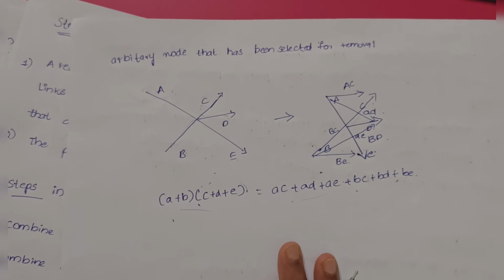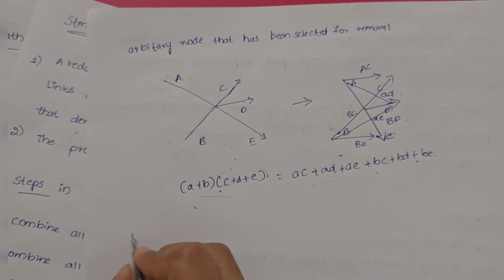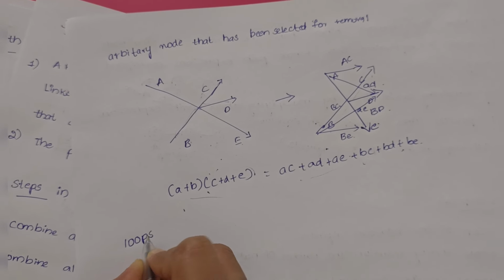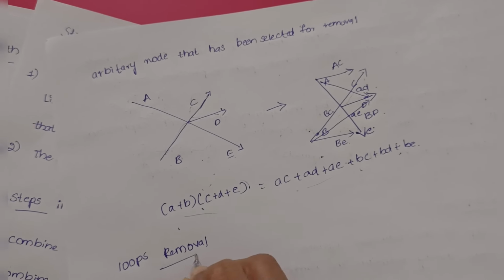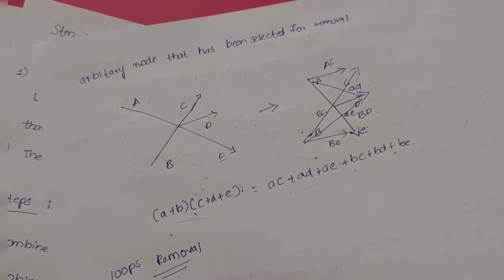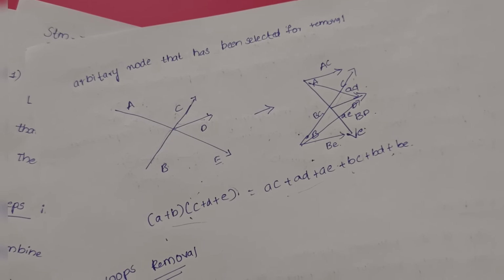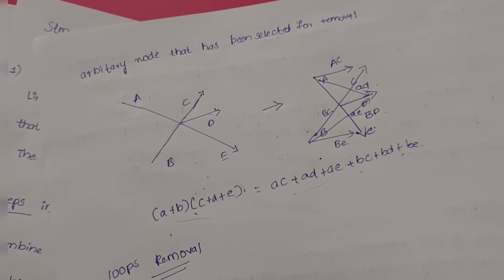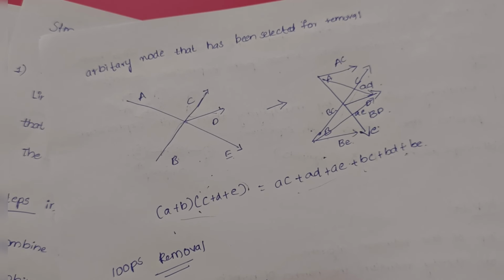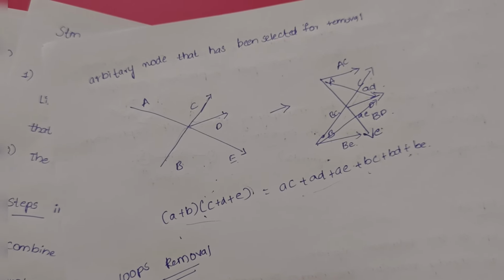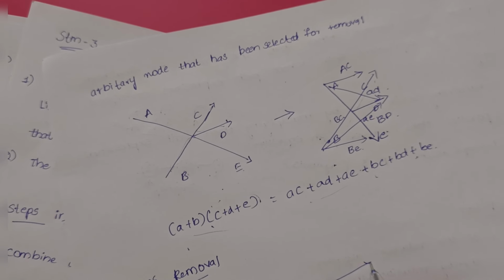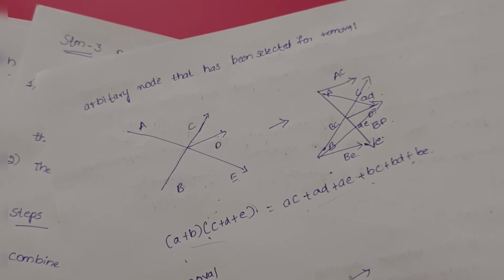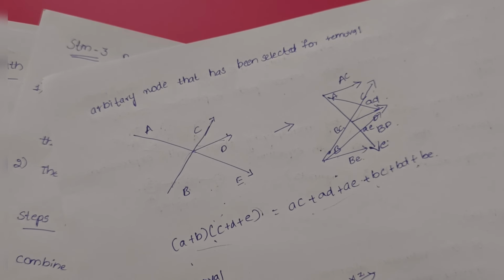We also have loop removal. We can take one example for this also. Loop removal is nothing but removing self loops. Here, this can be converted as xz and yz.